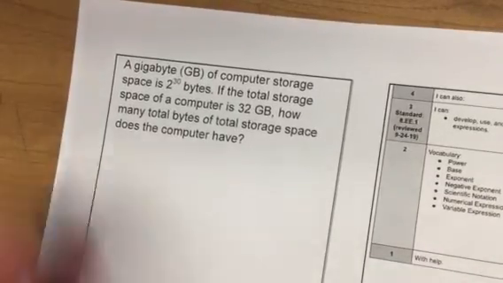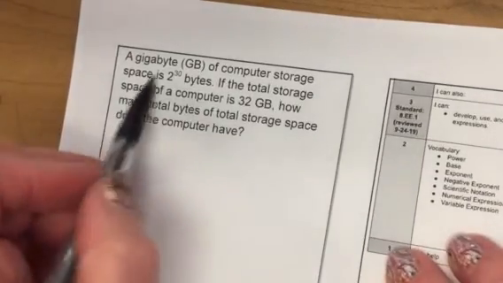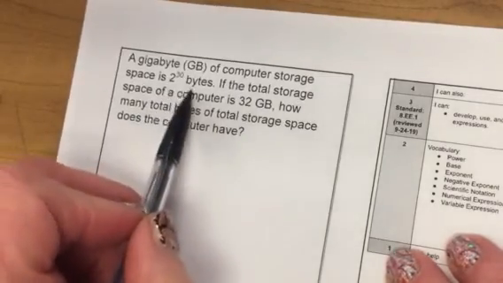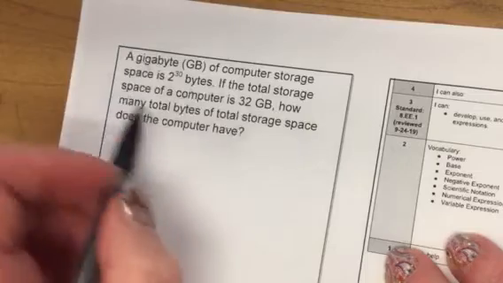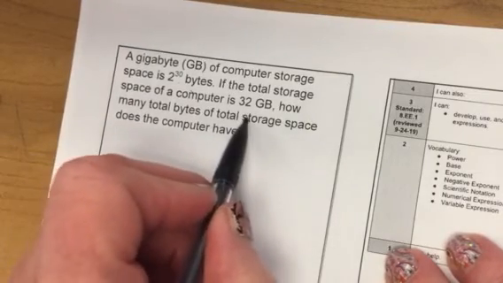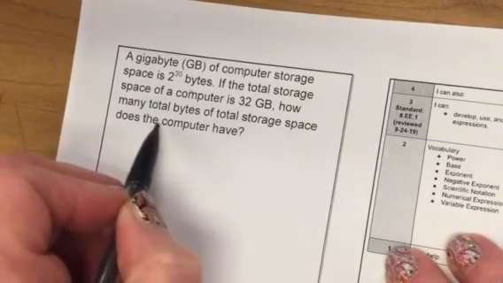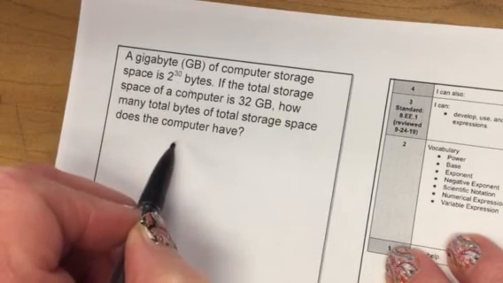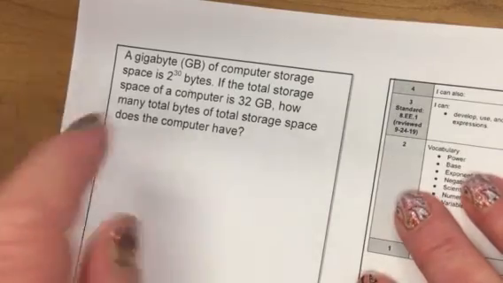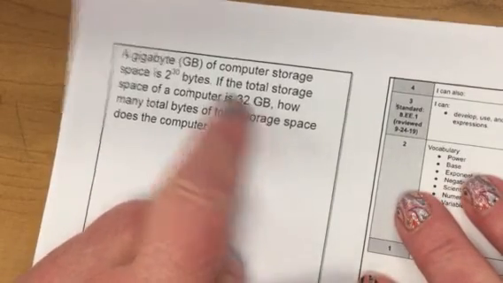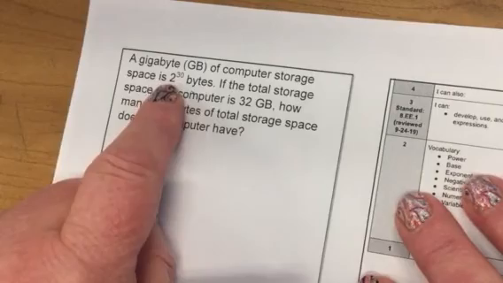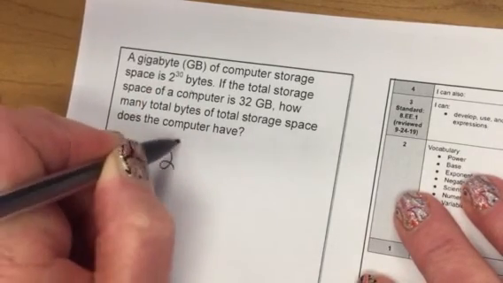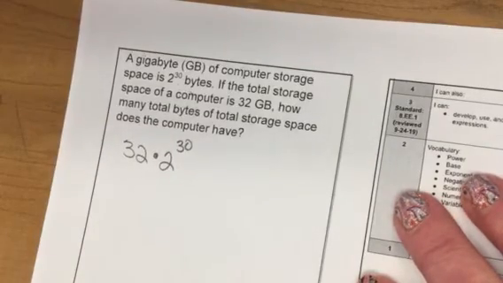Story problem, word problem, real life. A gigabyte of computer storage is 2 to the 30th bytes. If the total storage on my computer is 32 gigabytes, how many total bytes of storage space does my computer have? Well, every one of these is 2 to the 30th. So we're taking 32 times 2 to the 30th.